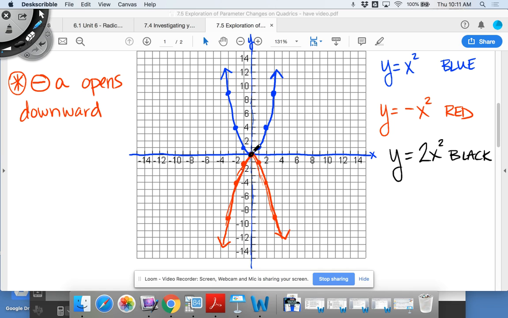0, 0. 1, 2. 2, 8. Is that correct? Yes? And then 3, 18. So we can't really fit that one. So then we're going to mirror on the other side. And we're going to do our best to draw a parabola there.